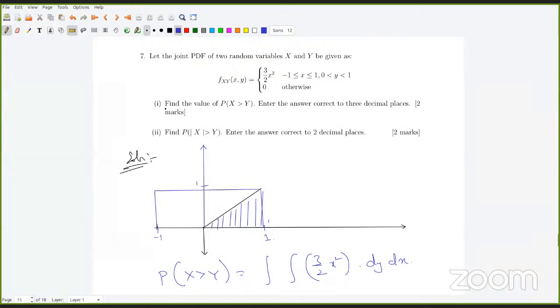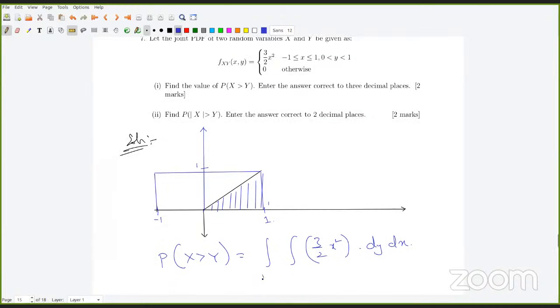This is the region: y from 0 to 1 and x from -1 to 1. In this region, if you draw the x equals y line and identify the region in which x is greater than y, this will be the region where x is greater than y. The other region is where x is less than y. Now the limits of x is from 0 to 1.